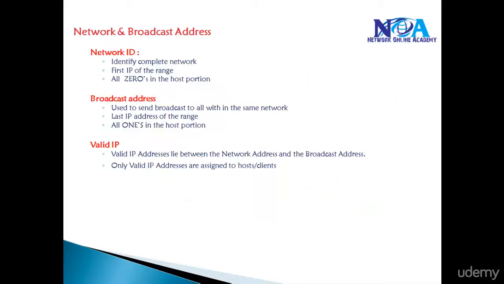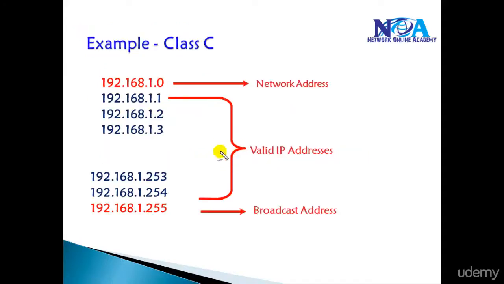So let's get into more detail on what is network ID. Network ID is the first IP address of the range, which is going to identify the complete network, and it has all zeros in the host portion. Now let's take an example. If I'm using this network, we generally represent it as 192.168.1.0, and this address will be identifying the complete network.